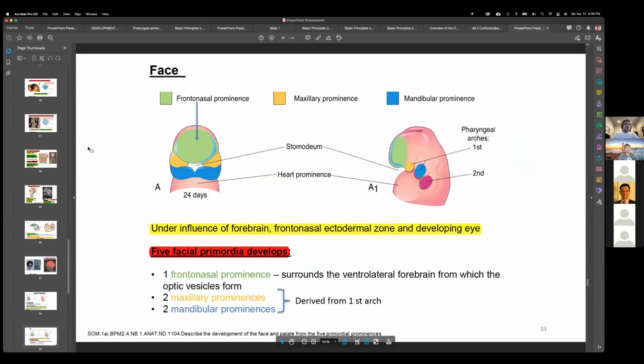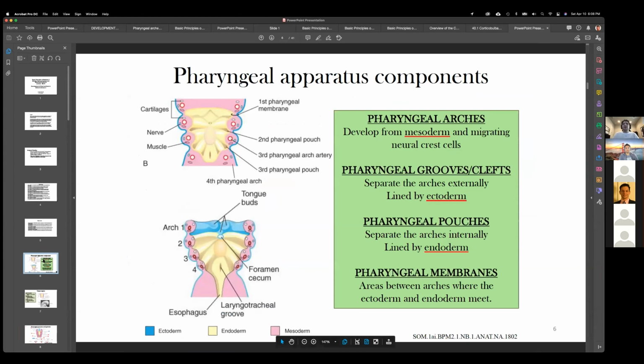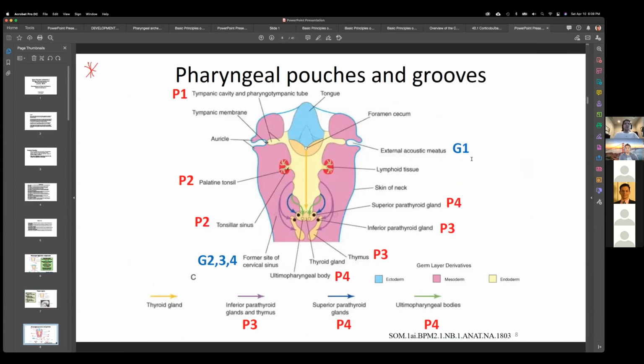Development of the head and neck, great, because that's always fun. All right, we talked about the arches and grooves. That looks important. Arches are mesoderm, grooves are ectoderm, pouches are endoderm. I don't know if we had a question on that, but that stands out as something I would make sure to know. This is busy, but it's just like those charts, it tells you what comes from what. Remember 3 and 4 here flip.